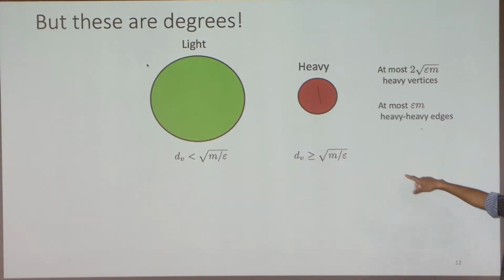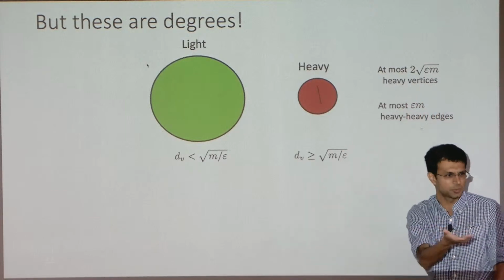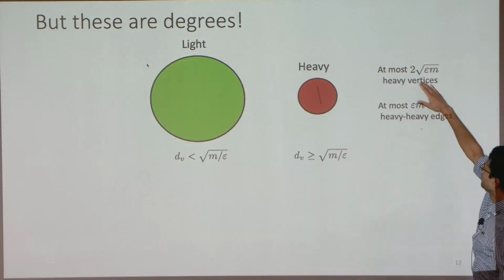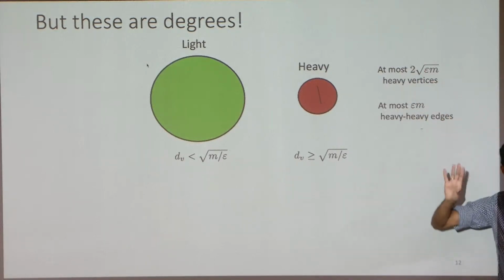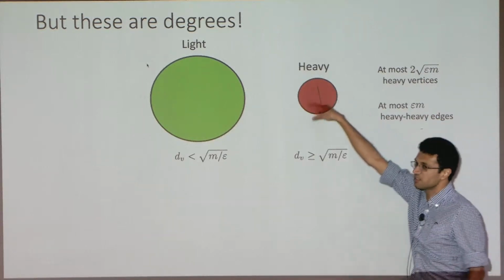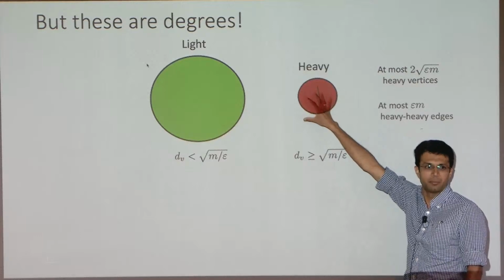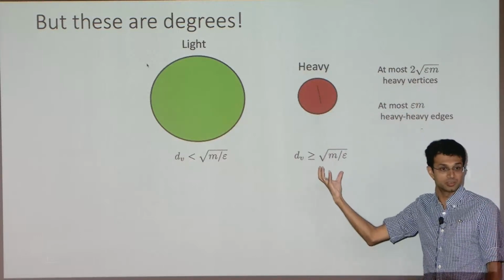Now, how many heavy vertices are there? At most root m, because the sum of degrees is basically m. So there are at most 2 root epsilon m heavy vertices. And if the epsilons are bothering you, just ignore the epsilon. What this says is there are at most epsilon m heavy edges. Within this, there are at most epsilon m edges, right? Because that's just the square of the number of vertices.